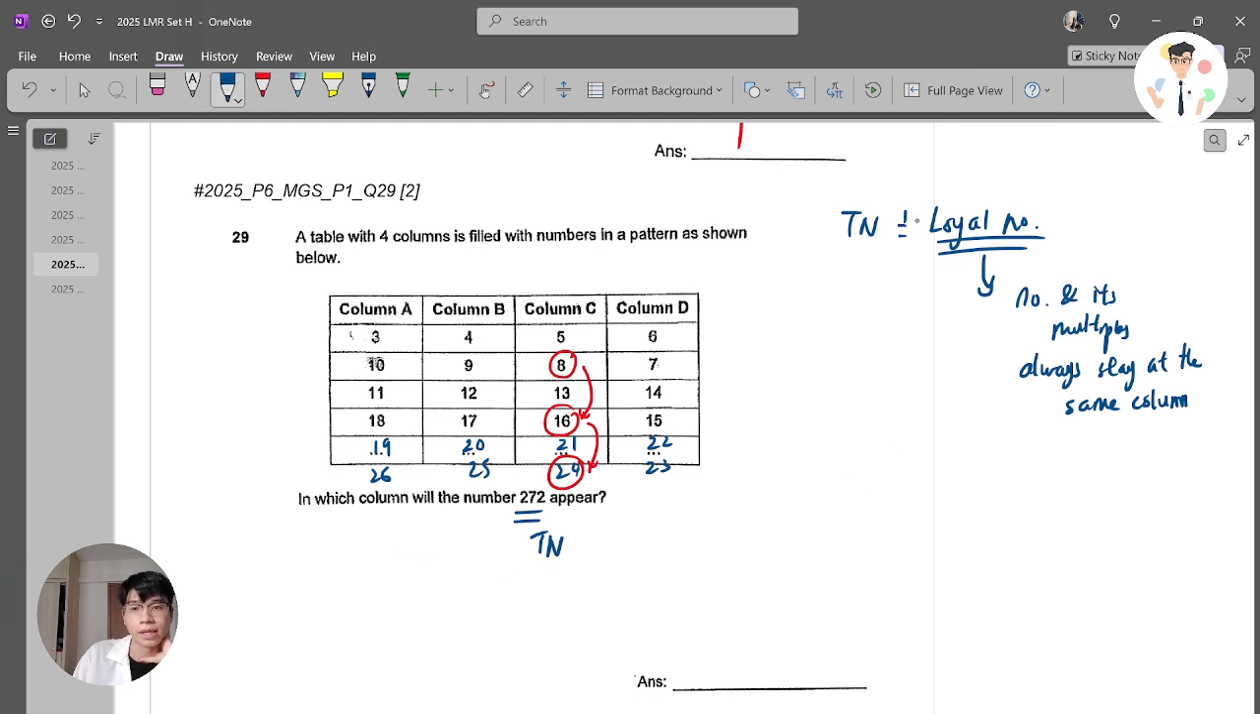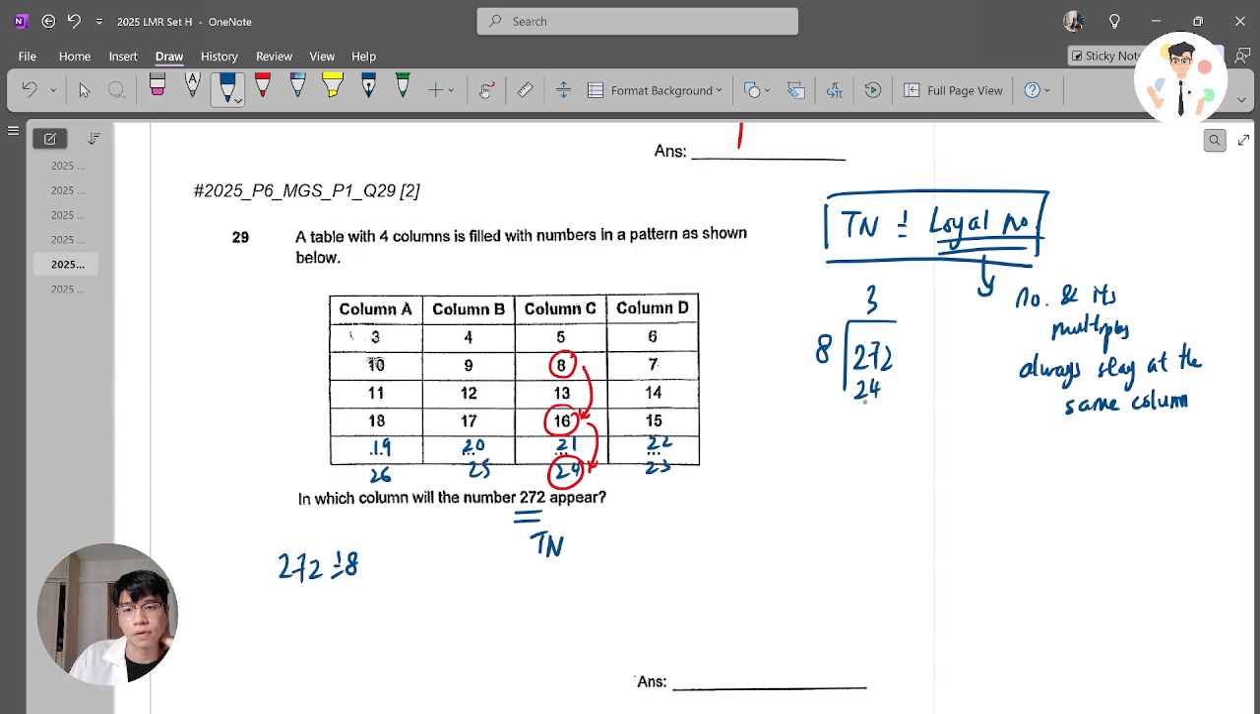So again, remember the rule here: targeted number divided by the loyal number. So 272 is to be divided by 8. 8 times 3 is 24, 8 times 4 is 32. There's no remainder. What we learned is that the remainder helps us direct whether it's column A, B, C, or D.